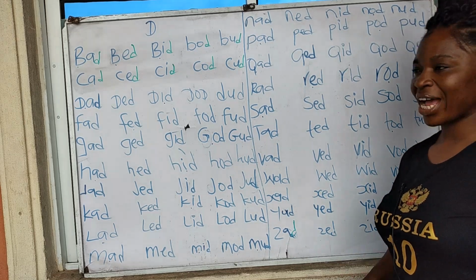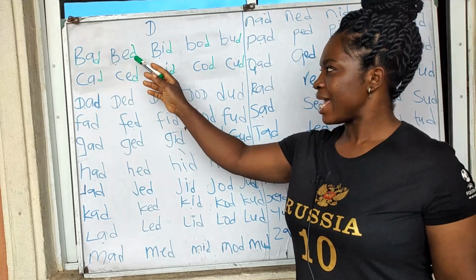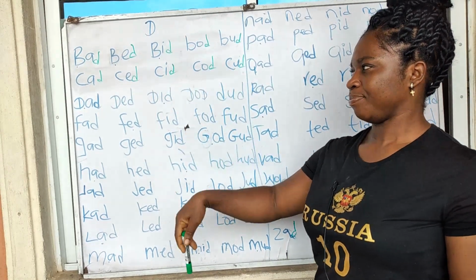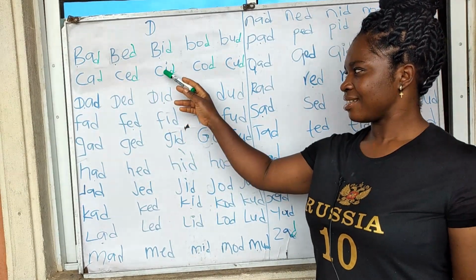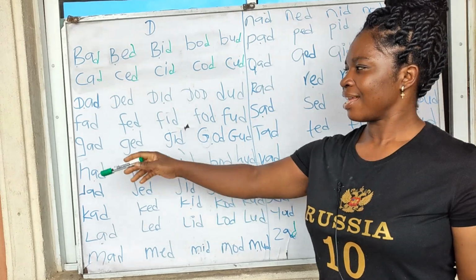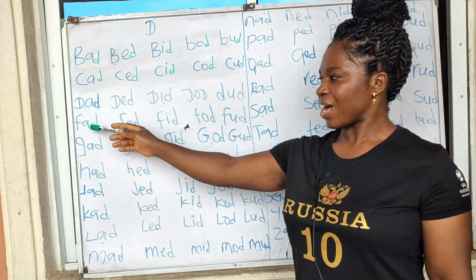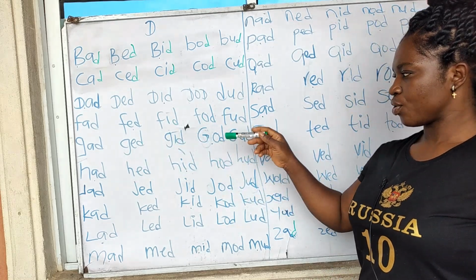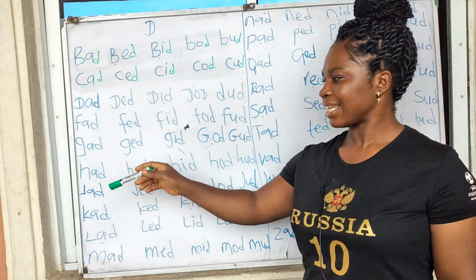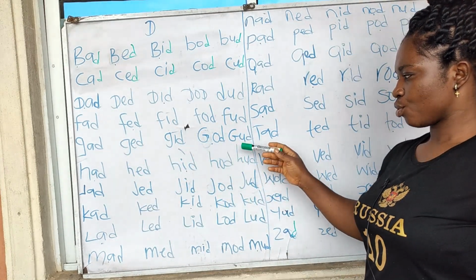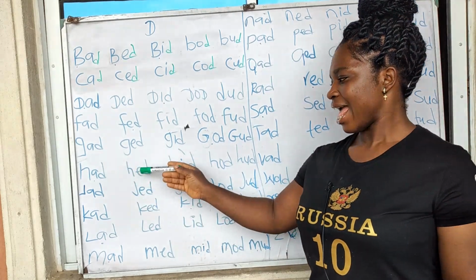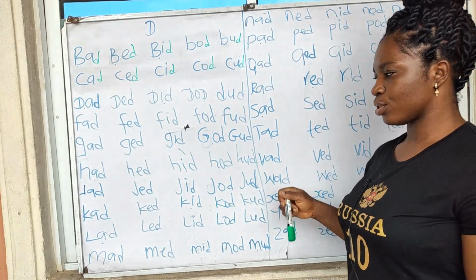Okay, let's go over it again. We have bad, bed, bid, bod, bood. Cad, said, seed, code, could. Dad, dead, did, dode, dude. Fad, fed, feed, food, food. Gad, get, gid, good, good. Had, head, hid, hood, hood.